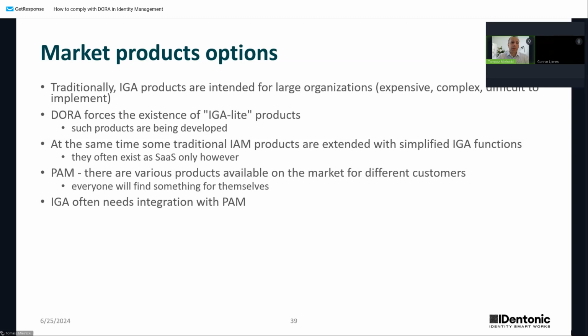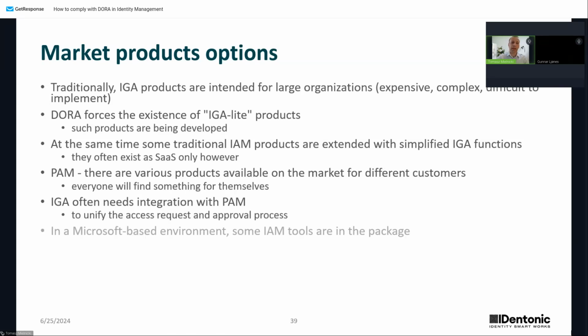Everyone will find something. At the same time, if you have IGA, you may need to have integration with PAM, because actually PAM realizes partially the same kind of functionality, but just for the privileged accounts. So you may want to make IGA and PAM solutions work together. So that's another factor when choosing the right solutions. Maybe to unify the access request and approval process.